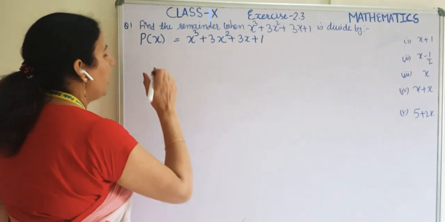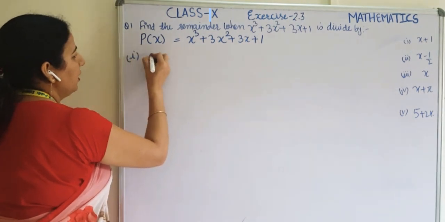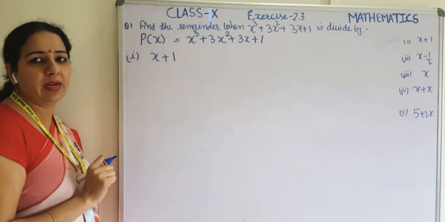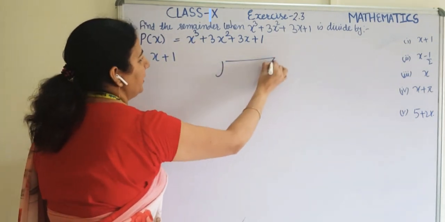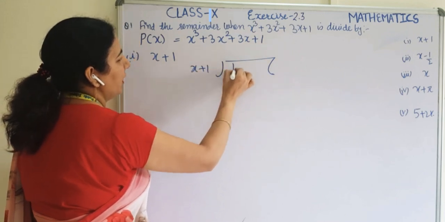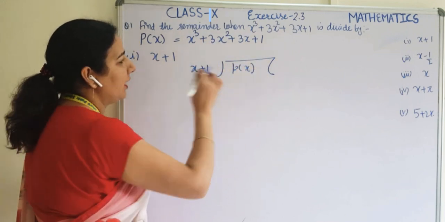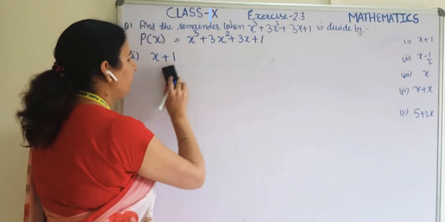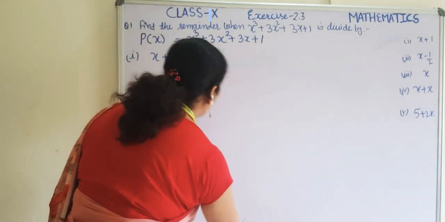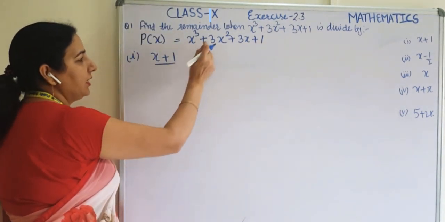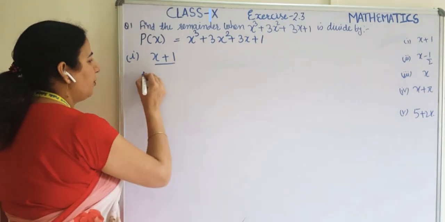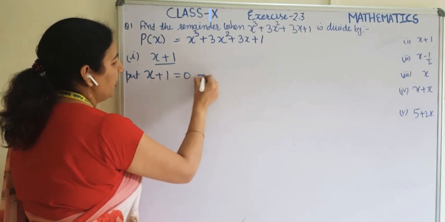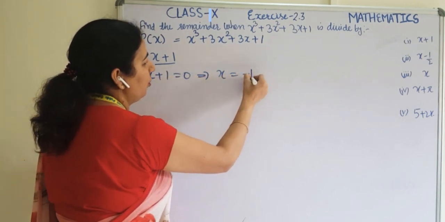Now their question is x plus 1. First part is for x plus 1. What will be the answer when you divide these two polynomials? This question can be solved by long division, x plus 1 and you write the given polynomial and solve. But we can also use the factor theorem, the easy one. Just put the value of x in the given polynomial. How will you get the value of x? Put x plus 1 equal to 0. This implies x is equal to minus 1.